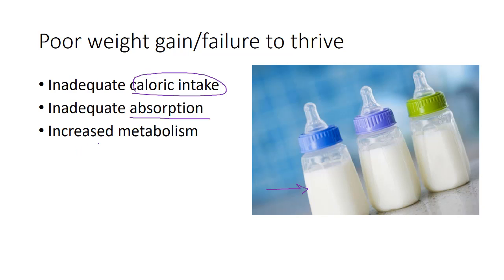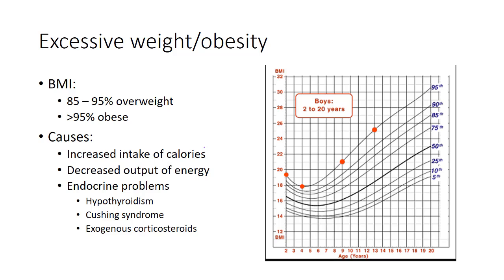And then, of course, there's increased metabolism, such as cystic fibrosis or even congestive heart failure, where children need more calories to grow. There's also excessive weight, obesity, and again, this is similar to the way it is in adults. The most common cause is increased intake of calories.